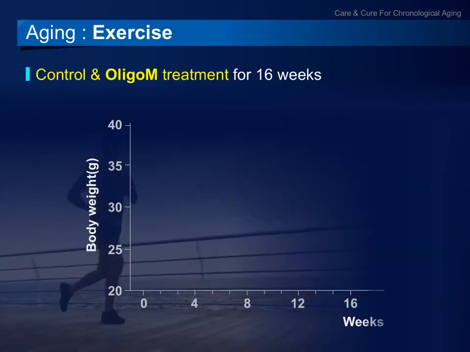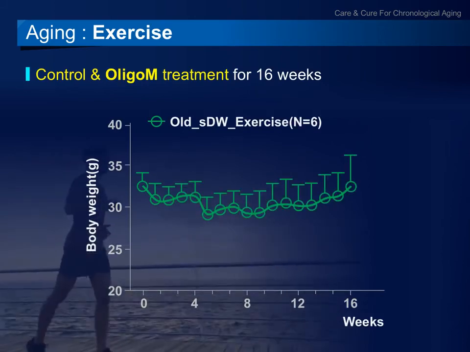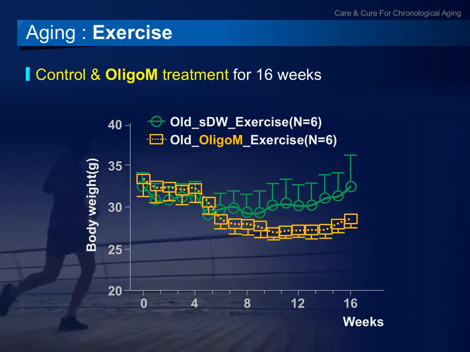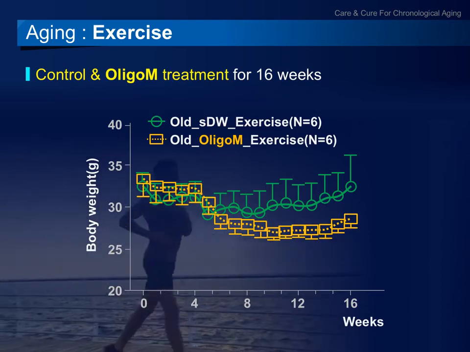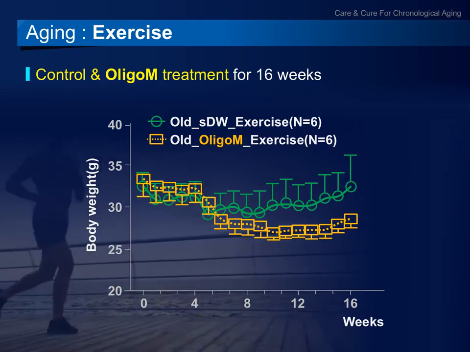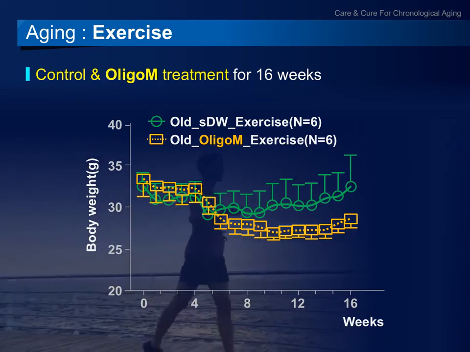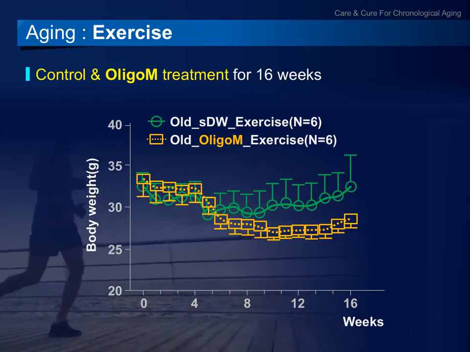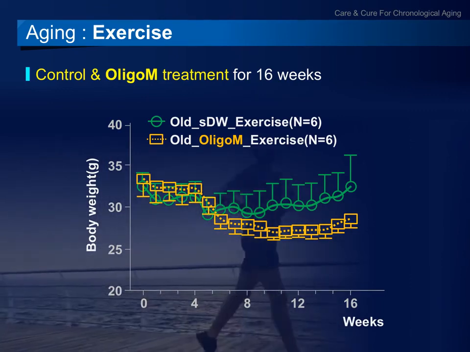Here is a chart comparing the effects of exercise for 16 weeks on the body weight of aging mice in control and OligoM treatment groups. After exercise treatment of the aging mice, we measured their body weights. While there was no significant change in the water control group, there was a decrease in weight for the OligoM group.